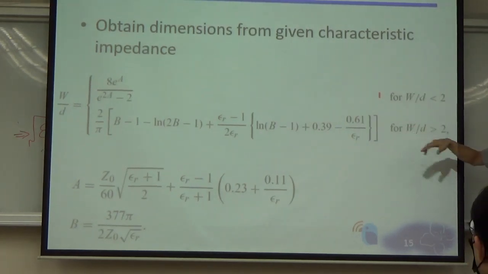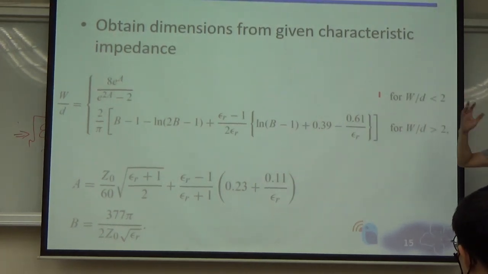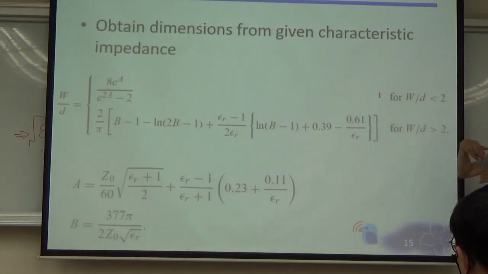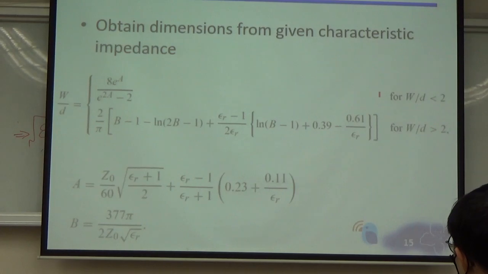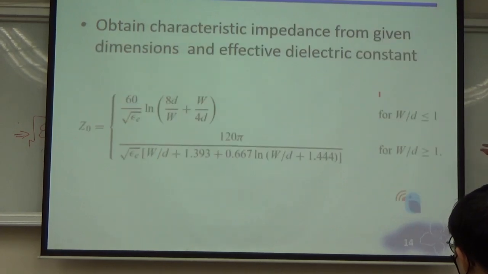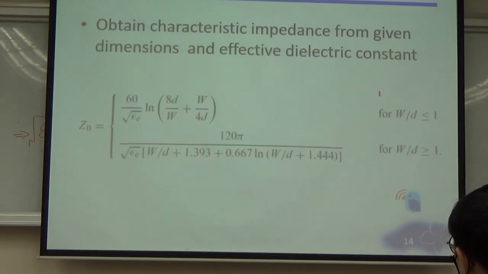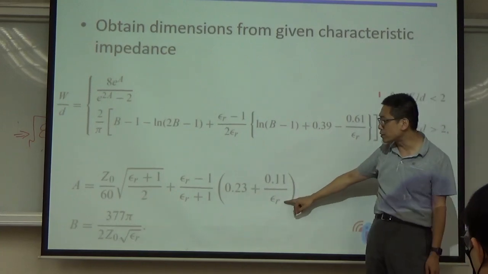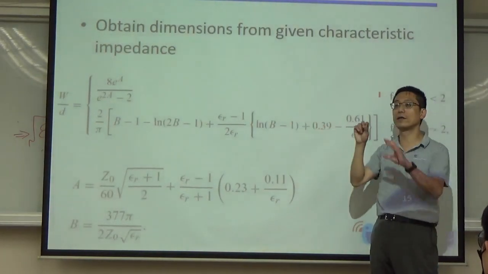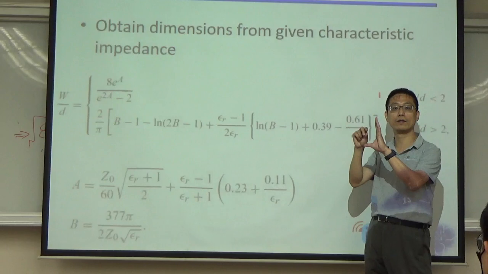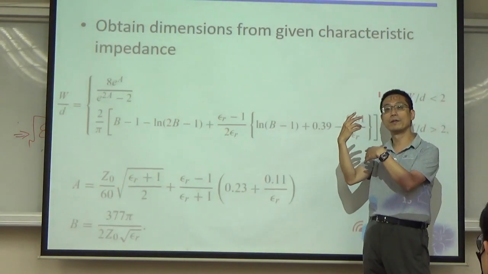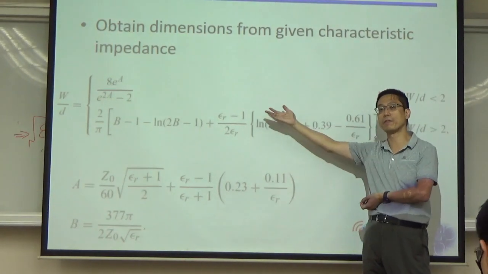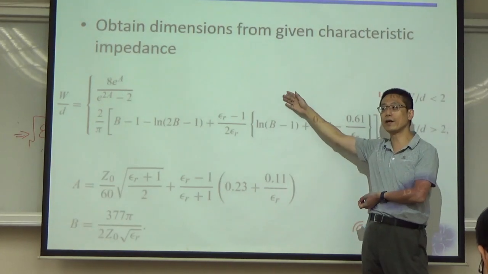Whatever, this is the reversed equation from the last page. From W over D and epsilon e you obtain Z0, and in this one you have Z0 and epsilon r, and ask what is the ratio of your geometry? They are very similar, but this one is obtained from a numerical method. Are we good here?